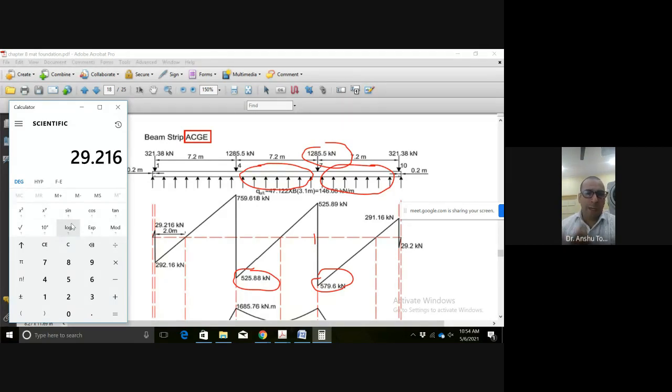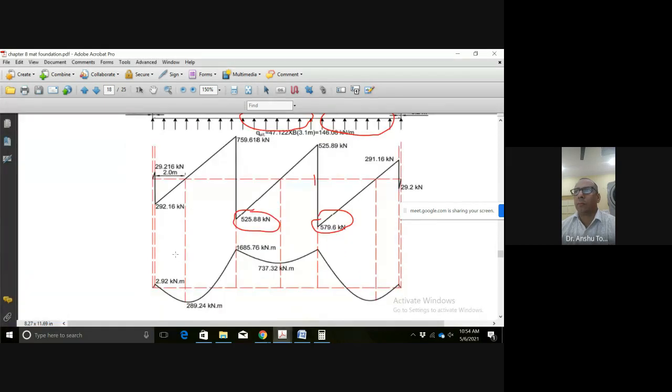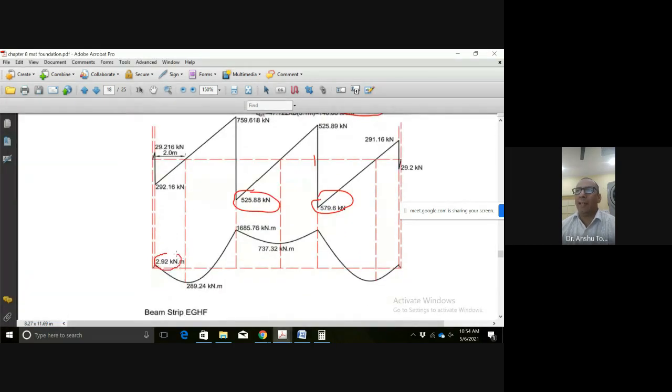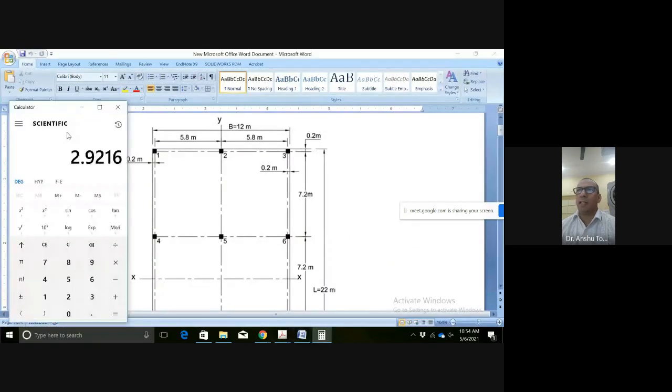Now we know that it is located at the center of the UDL span on the left hand side of the point load, 321.38 kilonewton, which is 0.2 meter. उसका half कितना होगा? 0.1 meter. So if we multiply it with 0.1, we will get 2.9216. Here you can see 2.9216 is the answer. Now similarly, we will be moving from left to right.